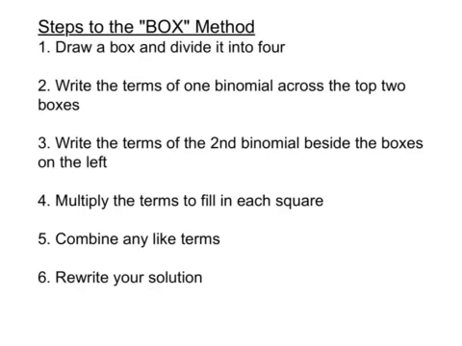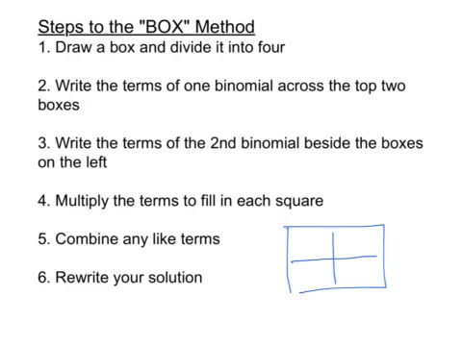So the steps to multiplying binomials with the box method, there's 6 steps, and the first step is to draw a box and divide it into 4. So when you draw a box, you're just going to draw a square, and to divide it into 4, I'm going to draw a line down the middle and a line across to split that box into 4.